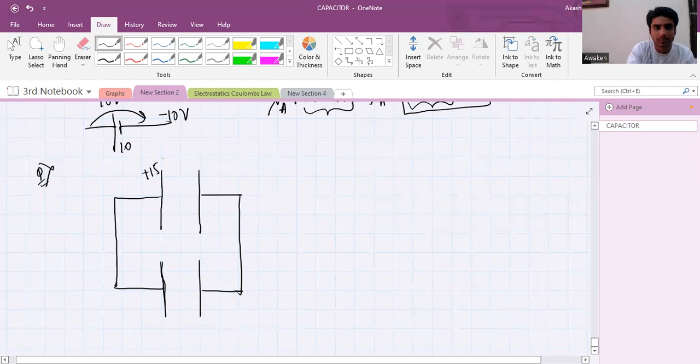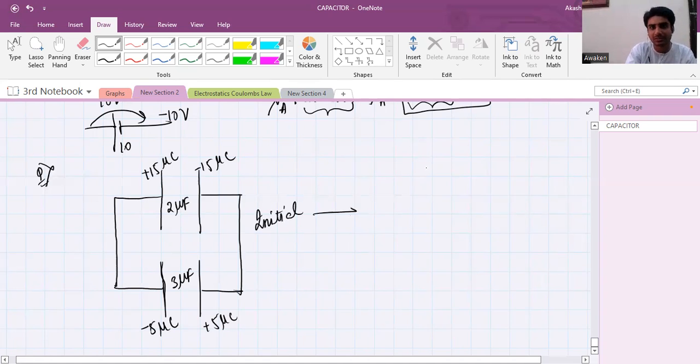Plus 15. Right. Okay, the initial condition. Now the charges are going to go. You have to tell the final charge itself. Now this you all have to solve.